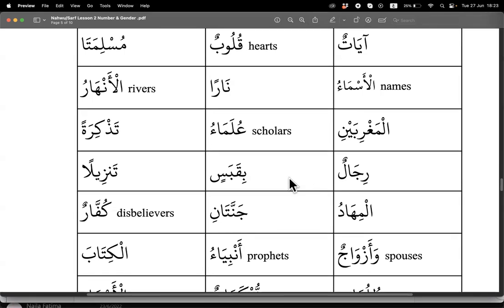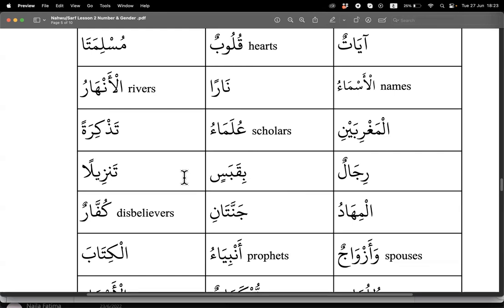Next one, biqabasin. It's nasab? Why nasab? Biqabasin, what's the sign? Oh, it's jar. Don't think about that, not yet. But this is kasra, right? Nasab is fathah. I always confuse between the two. Nasab and jar. Okay, yes, this is jar.